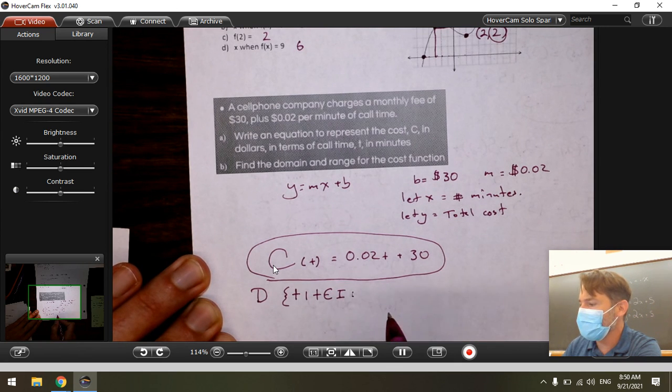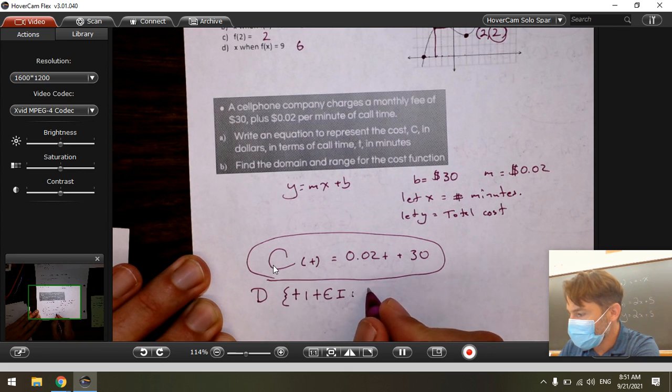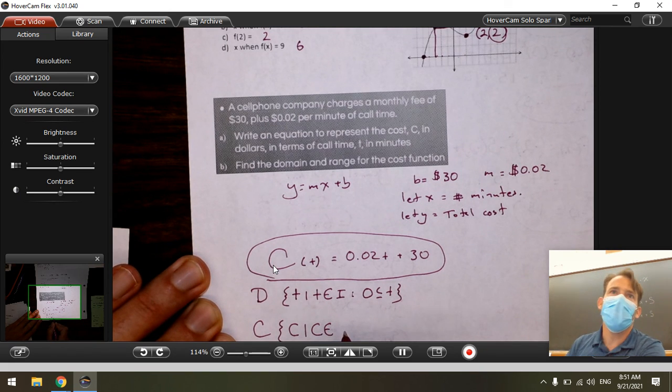And what are some limitations on T? Could T be -7? No, it can only be positive. It's greater than 0. So 0 is less than or equal to T. And the range: cost is a set of numbers such that cost is of the, probably, what?